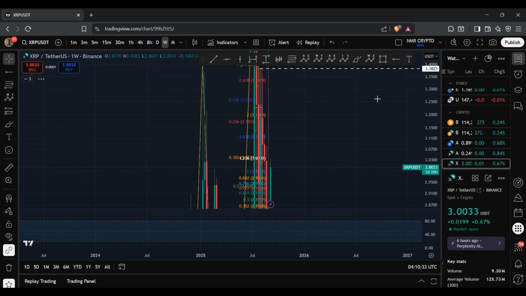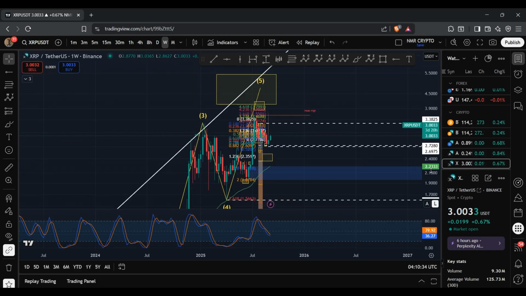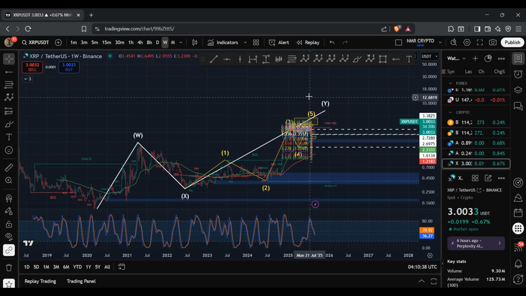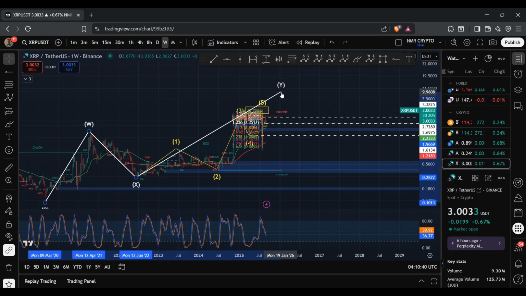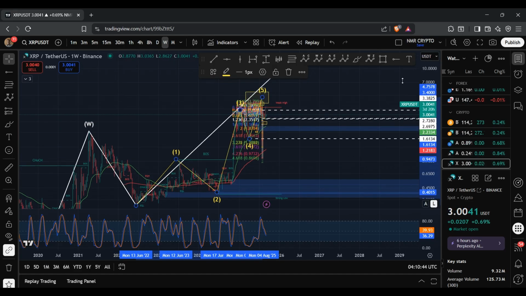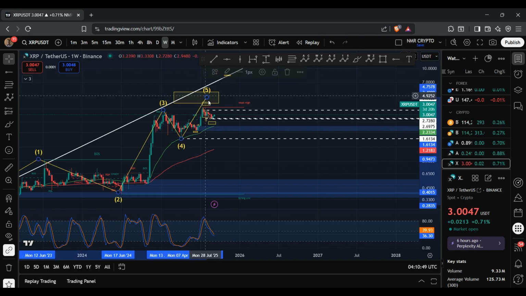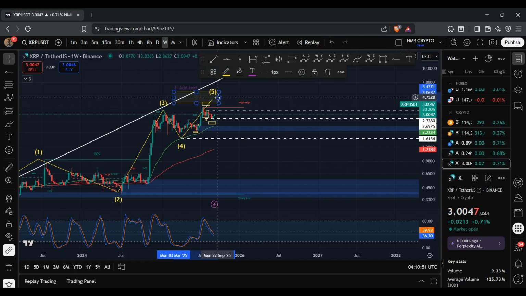If I zoom out and go to the weekly chart, what you can see is I have been tracking a WXY structure where it's possible that we are still within this Y wave made up of 5 waves, which is highlighted in yellow. What I'm looking at right now is for XRP to be within this 5th wave, which is this one here. This 5th wave has the potential to tap into this range between $4.06 to $5.43.